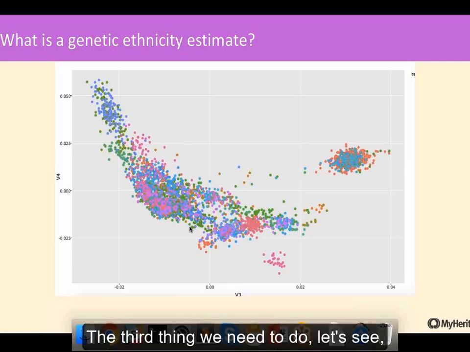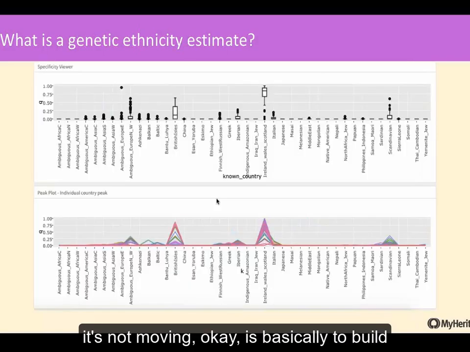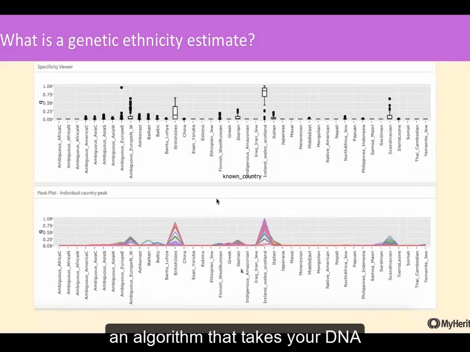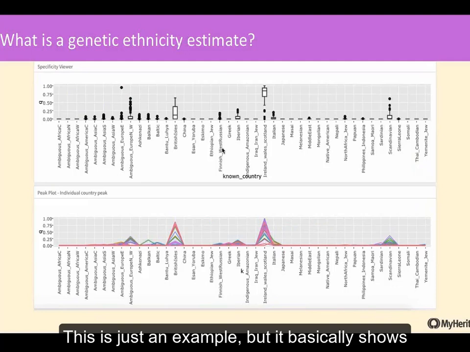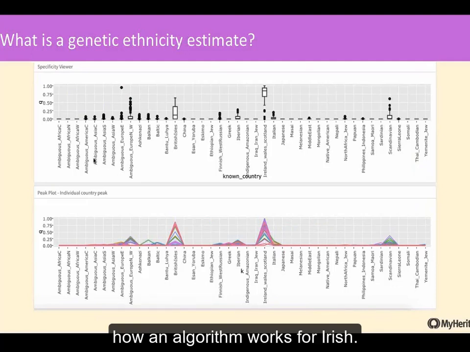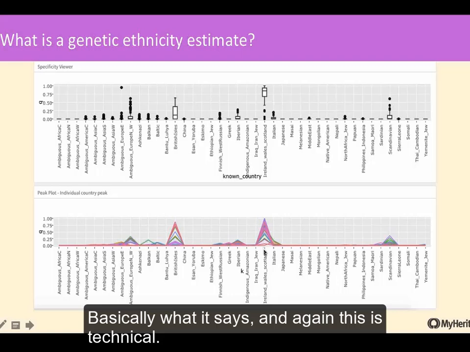The third thing we need to do, let's see, it's not moving, okay, is basically to build an algorithm that takes your DNA and compares it to all of the models we have, the 42 models. This is just an example, but it basically shows how an algorithm works for Irish. Just a second, I lost my mouse here. There we go. Basically, what it says, and again, this is technical.